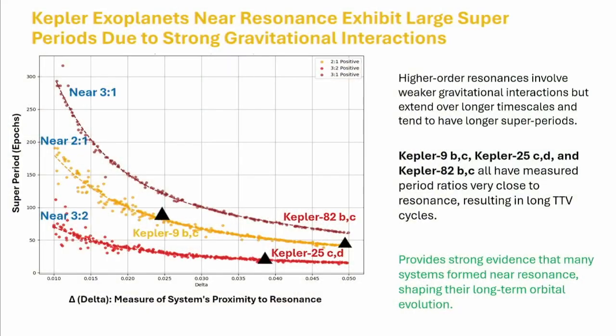And let's look at that for different resonances. So here, not only have I plotted 2:1 resonance, but I've also plotted 3:1 and 3:2. You will notice that these higher order resonances, while they may have weaker gravitational interactions, since 3:1, for example, will have a much longer superperiod because they're extended over much longer timescales. And here, you can see I've also plotted 3 different triangles. They're associated with real Kepler objects, so I've been able to plot their delta versus superperiod, and you can see they match very well with these plots.